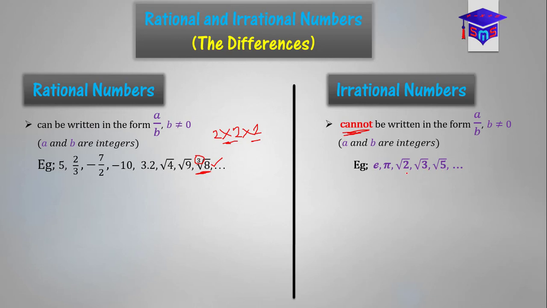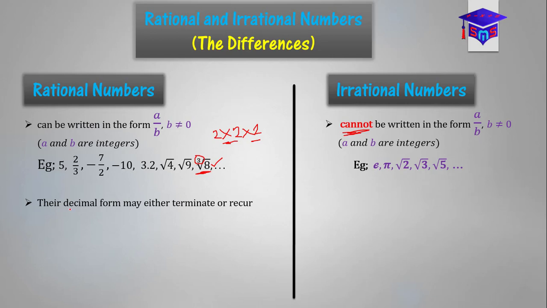All these numbers can never be simplified to get a whole number, and so they cannot be written in the form a over b. Unlike the square root of 4, it can simplify down to 2. The square root of 9 will give you 3. The square root of 2, nothing can be done to the square root of 2. The square root of 3 and the square root of 5, the same thing, and so they can never be written in the form a over b.